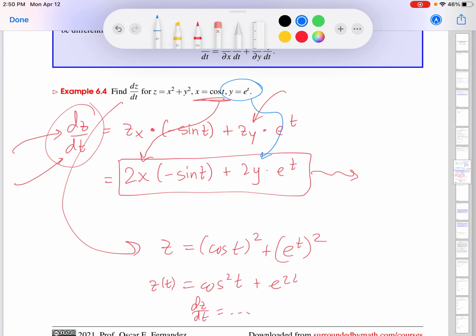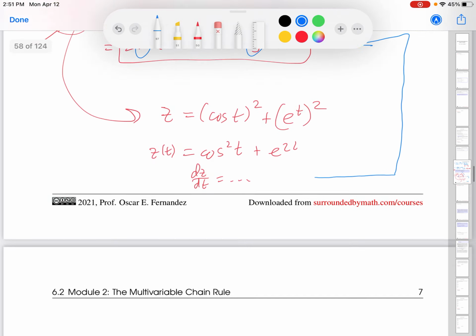So as a little exercise, I encourage you to compare what you get here with what you get there after you substitute cosine t there and e to the t there. You'll get the same thing. Great, so let's move on now to the next part of the lesson.